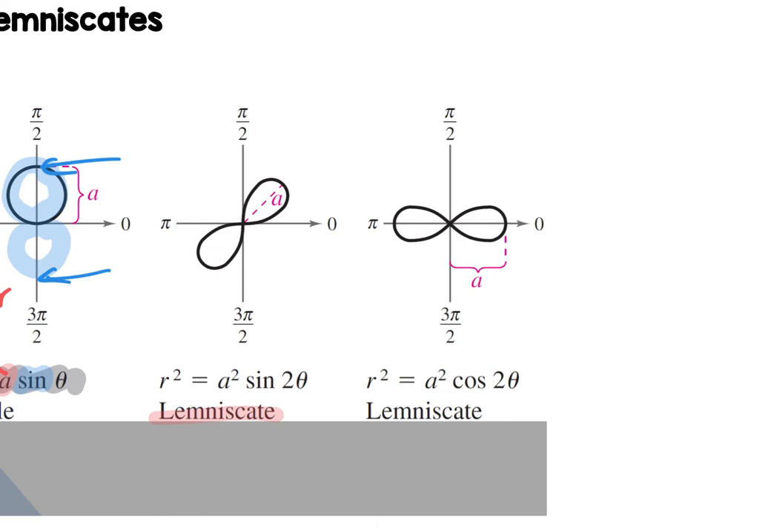A Lemniscate looks like an infinity symbol. It has 2 petals only. This is the only time R is squared. So these are the easiest to identify in my opinion because it's the only time R is squared. So then it's equal to A squared equals sine or cosine of 2 theta. It will also have a 2 on the theta. Okay, so those 2 things are going to happen. It's going to be R squared and it's going to be 2 theta. Then the number on the front is the A squared.